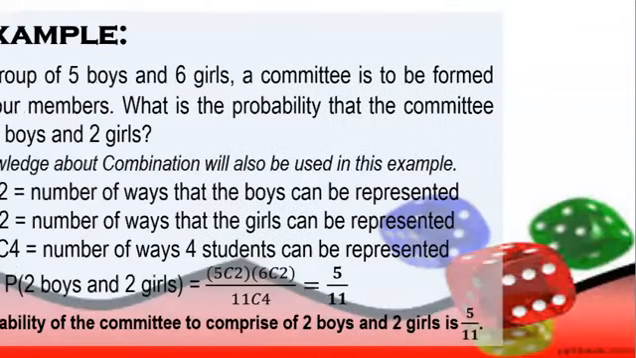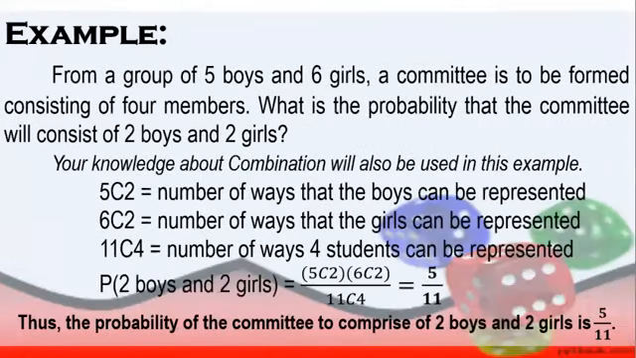And last example for independent event. So from a group of 5 boys and 6 girls, a committee is to be formed consisting of 4 members. What is the probability that the committee will consist of 2 boys and 2 girls? So we have here the keyword and. So this will be a dependent event. And aside from the probability, you also need your knowledge about the combination. So since we are dealing with the committee.